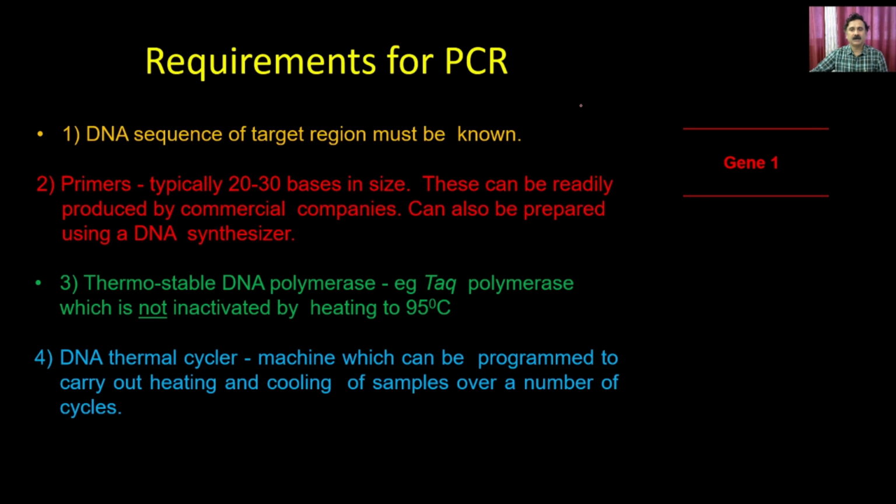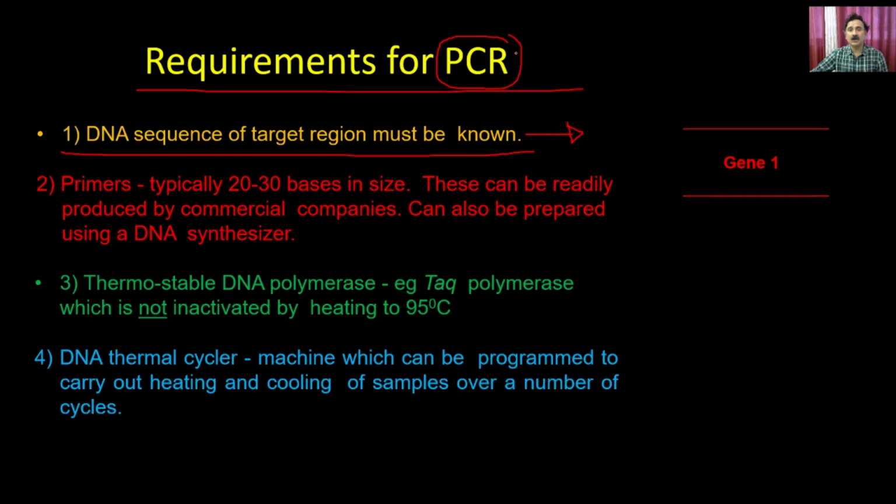So what are the things you require? The requirements of the PCR. The first thing is that the DNA sequence of the target region must be known. For example, you cannot use PCR if the target sequence is not known, which means PCR cannot be used for unknown sequences. For PCR, the genomic sequence as well as the sequence of the gene should be known.